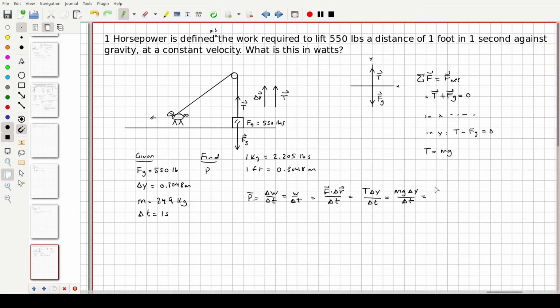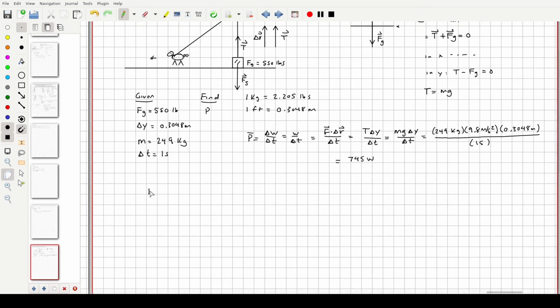Okay, so if you plug the stuff in here, you end up with, let's see here, 249 kilograms, 9.8 meters per second squared, 0.3048 meters in 1 second. And if you do the math here, you get 745 watts. So there's a conversion between horsepower and watts. 1 horsepower is the same thing as 745 watts.